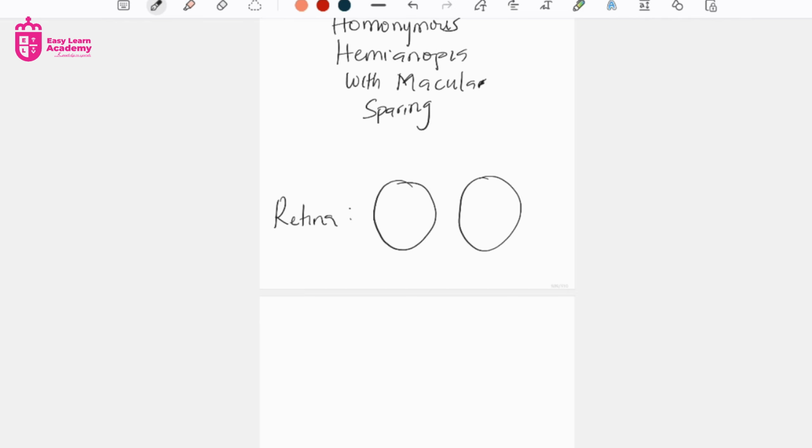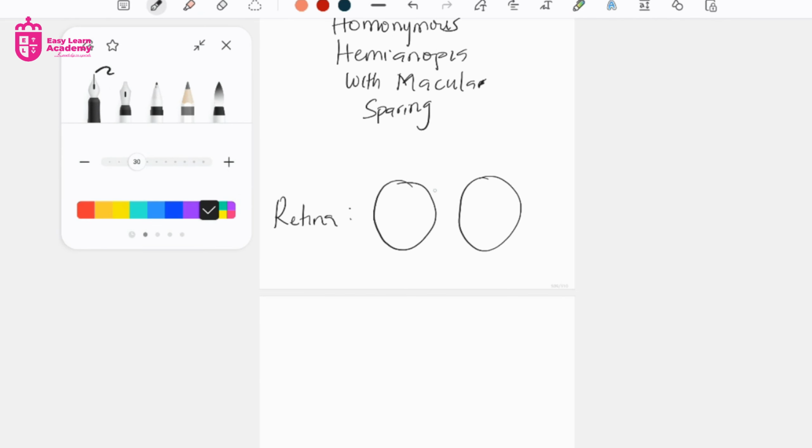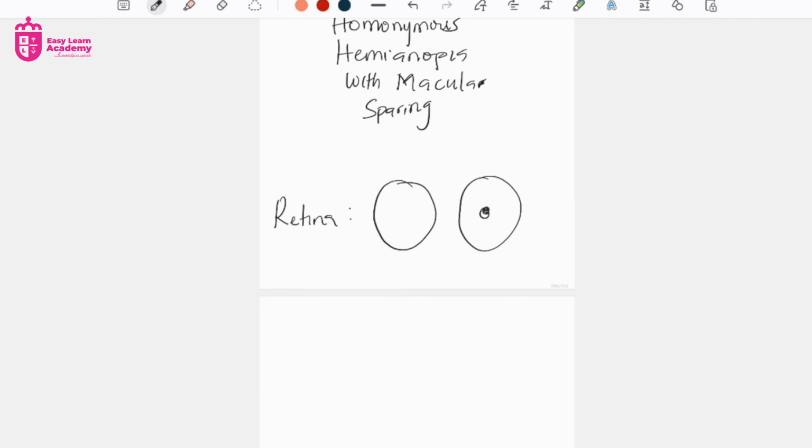So the person that said peripheral visual loss, yes, this is what will happen. He will not be able to see the center because there's a scotoma. So he has to see from around. This place is blocked. This thing is called, in your exam, a central scotoma.